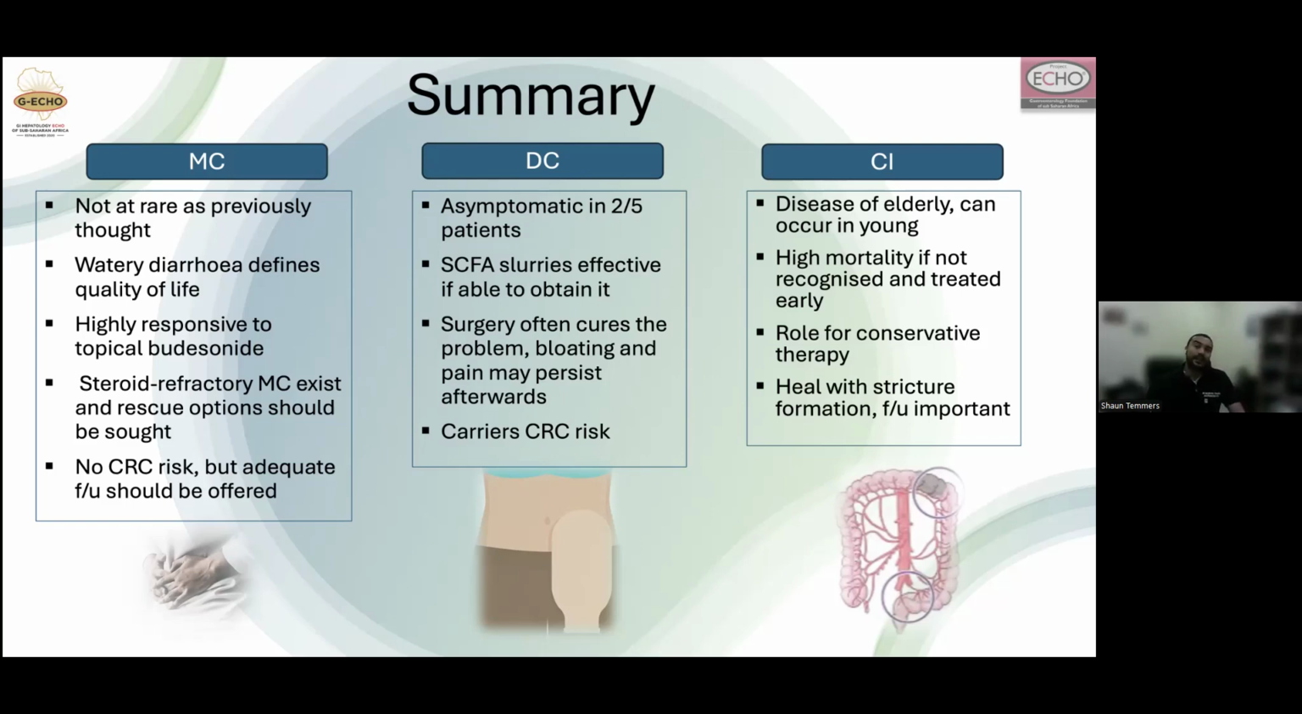Colonic ischemia is generally a disease of the elderly, but it can occur in the young. There's a high mortality if it's not recognized and treated early, of which is mostly supportive care.